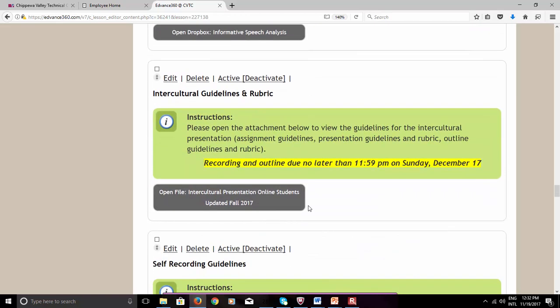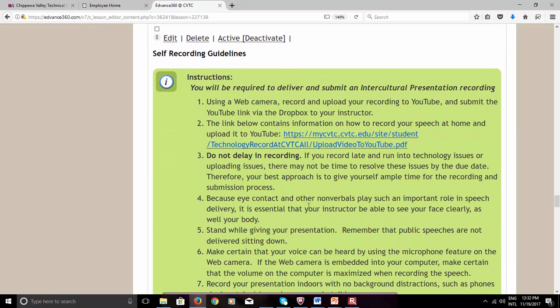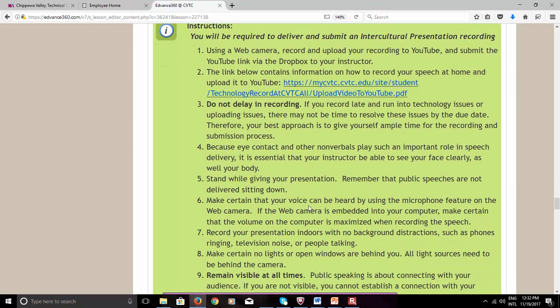I've put the guidelines and rubric for the intercultural presentation in this lesson, so that way you can take all the information that you've learned from chapters 12 and 13 and the activities that I've given you and really see how they match up with the things that you're going to be doing for your intercultural presentation. I've placed the self-recording guidelines in here, and I gave the elongated version because you will be assessed not only on structure and organization, but also delivery.